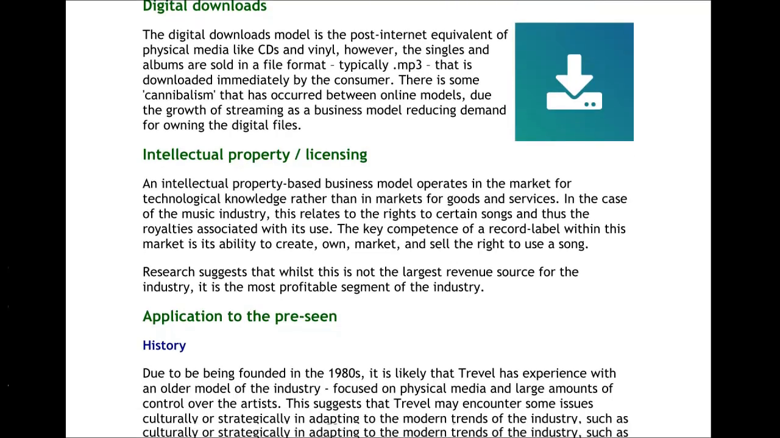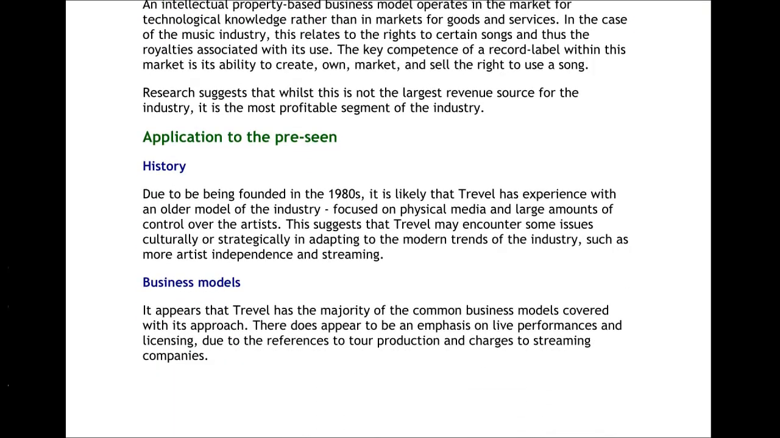So how do we apply all of this to our pre-seen? Well, Trevel was founded in the 80s, and this suggests that they're going to be coming in around the height of the music industry in particular, and the recorded music industry is moving into CDs at this point. So they're going to be very CD centric, and we did see that in the pre-seen. There was very limited mention of vinyls. They probably don't have any prior experience with vinyls, and that's likely a reason why there's not really a mention of vinyls. But we did get that very obvious hint that vinyls are on the up at the end of the pre-seen and the news reports.